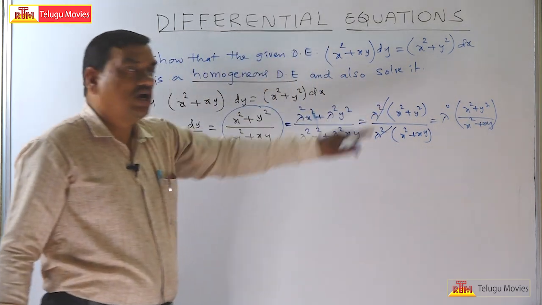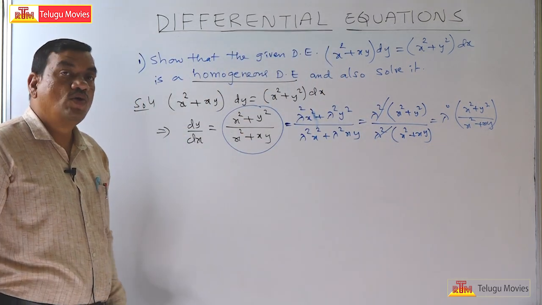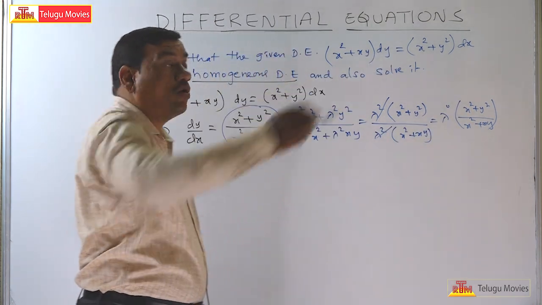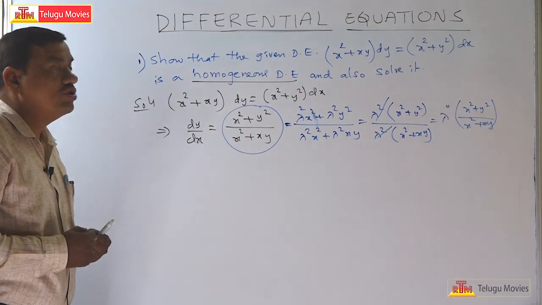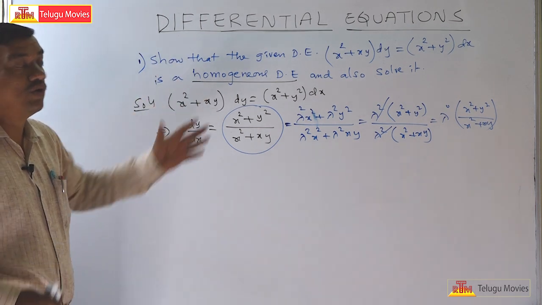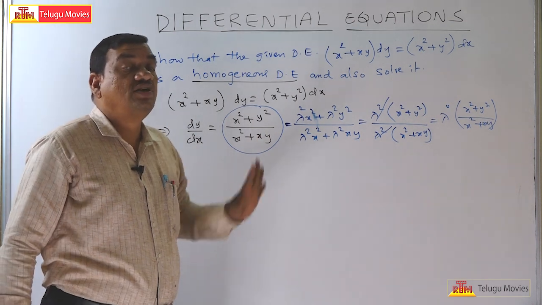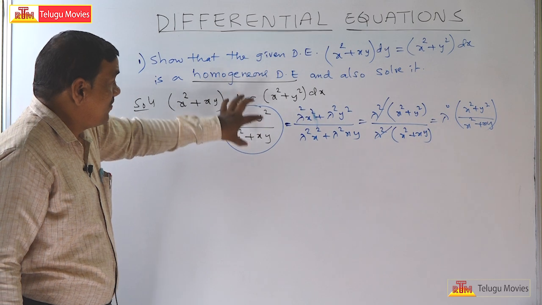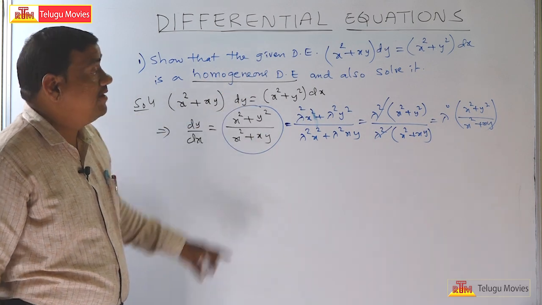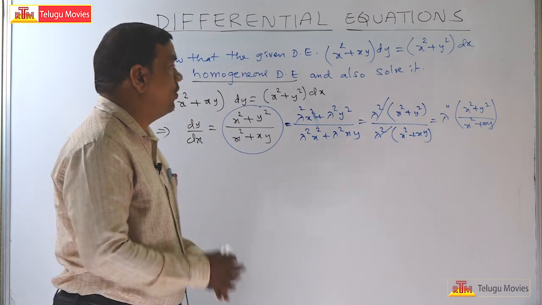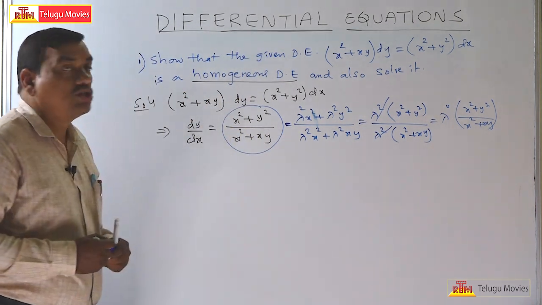So, we got it. This is a homogeneous function of degree 0. On the whole, this is a homogeneous differential equation. For a homogeneous differential equation, whatever the function may be, the degree should be 0. Yes, it is proved. Now, concentrate on solving it.